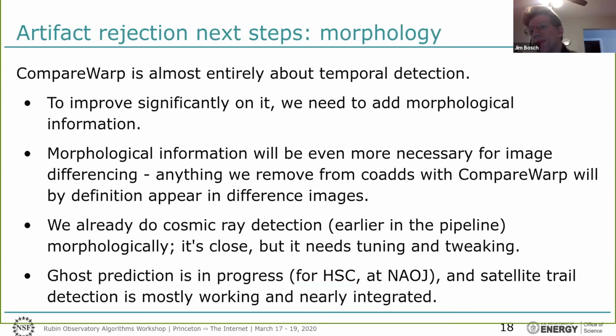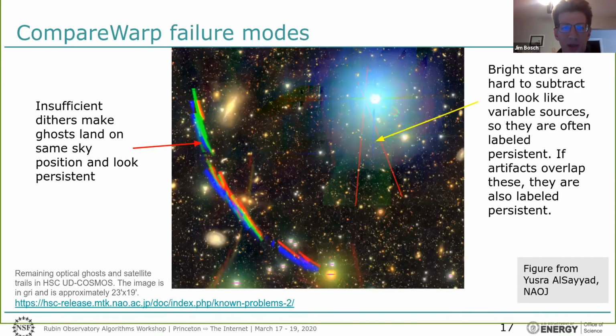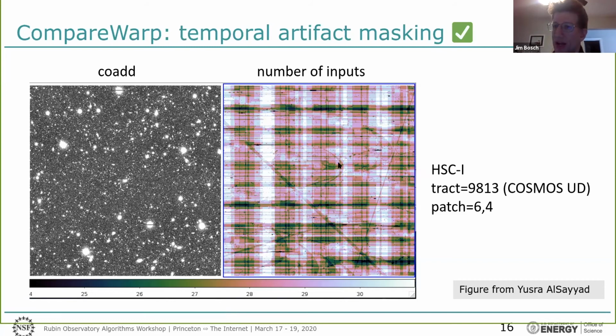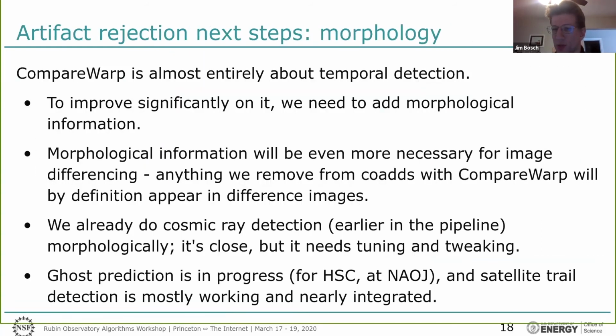So those limitations were based on really trying to do this almost entirely with temporal information. The next obvious step is to use morphology. We do this a little bit already with cosmic ray detection. We actually do morphological cosmic ray detection much earlier, much earlier than image processing. But it's going to really be necessary to do more than that, because anything that we found here to get rid of and keep out of the coadds is going to come back when we do difference imaging for science, because these are all temporal artifacts that are indistinguishable temporally from real transients and variables that we want to find.